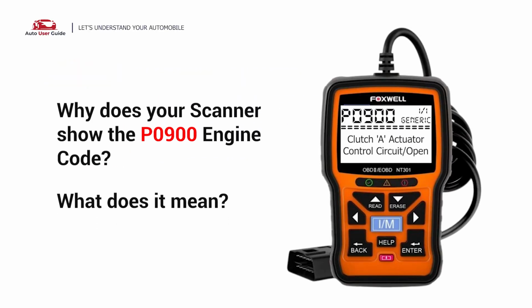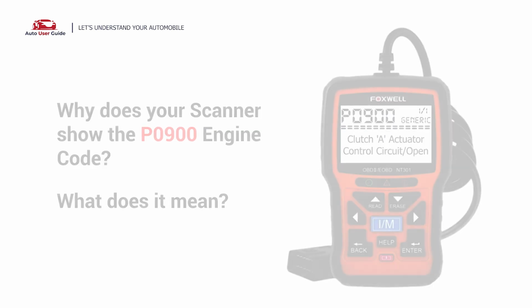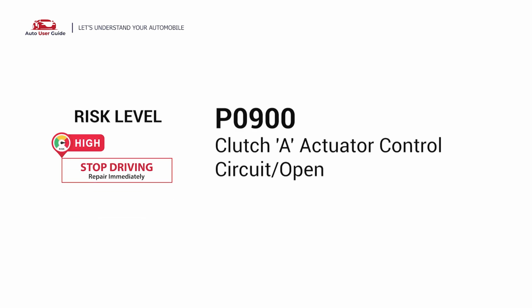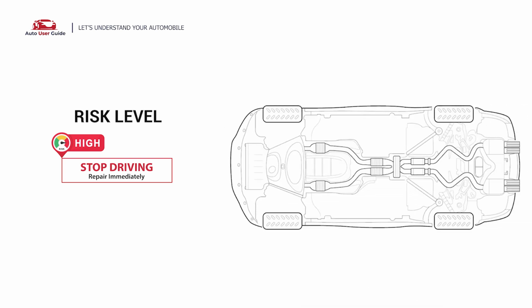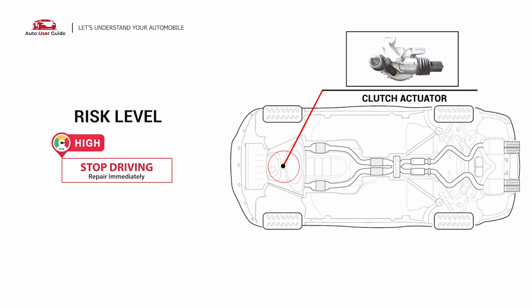Why does your scanner show the P0900 engine code? What does it mean? P0900 is a diagnostic trouble code for Clutch A Actuator Control Circuit Open. This error code indicates a powertrain code common in vehicles equipped with an automated manual transmission, dual clutch transmission, or certain electronic manual clutches. Under this circumstance, stop driving and repair your vehicle immediately.